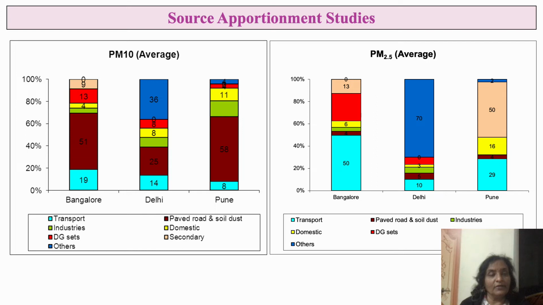Having done these studies, these are the various results of PM10 and PM2.5 source apportionment, like for Bangalore, for Delhi and for Pune. The PM10 mostly is coming from the paved roads. Here also you can see that paved road and soil dust are contributing largely to the air pollution, but in Delhi it is other activities and transport related activities that are the sources for the air pollution. Similarly, for PM2.5, for Bangalore it is transport activity, for Delhi it is paved, unpaved and other activities, and for Pune it is again paved, unpaved roads as well as industries, and DG sets and others are contributing to this activity.